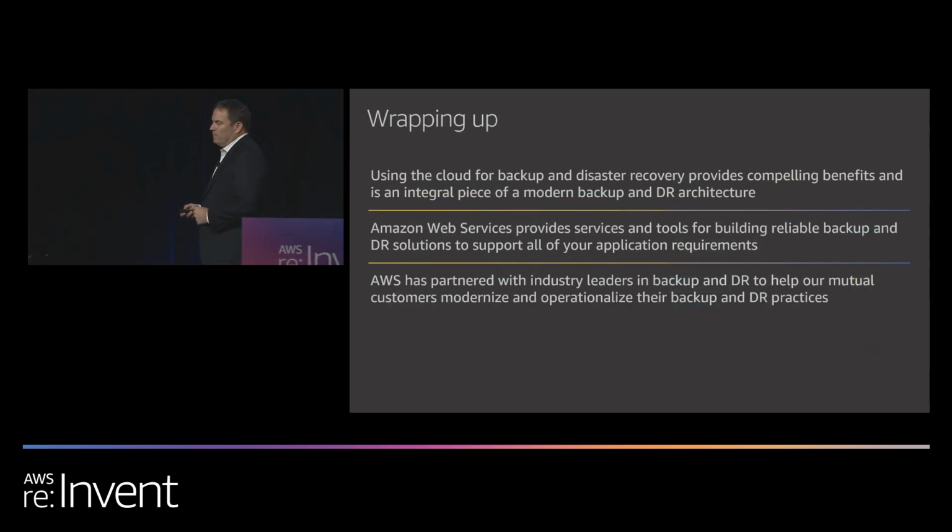All right, so wrapping up, just a few final thoughts for you. Using the cloud for backup and disaster recovery provides some compelling benefits. We talked about those. The cloud is an integral piece of a modern backup and DR architecture. AWS provides services and tools for building reliable backup and DR solutions to support all of your application requirements. And last, AWS has partnered with industry leaders in backup and DR to help mutual customers modernize and operationalize their backup and DR practices.